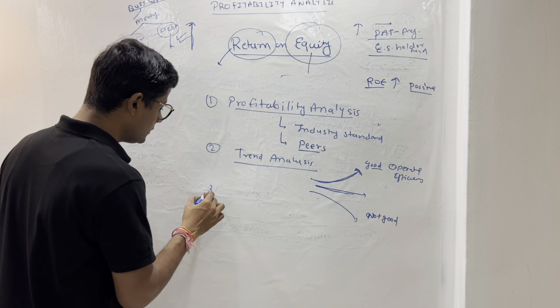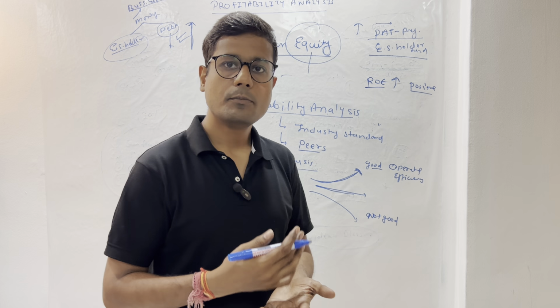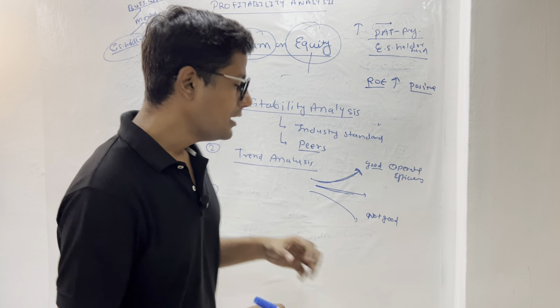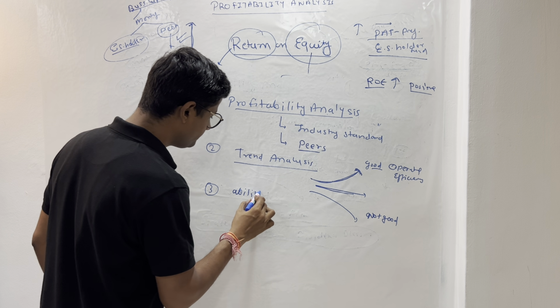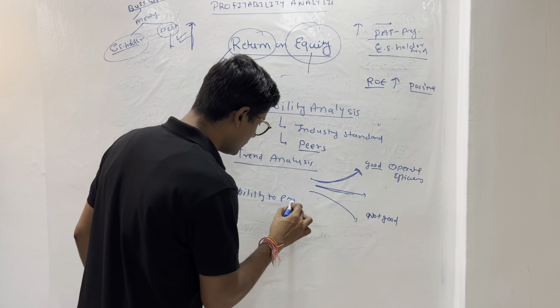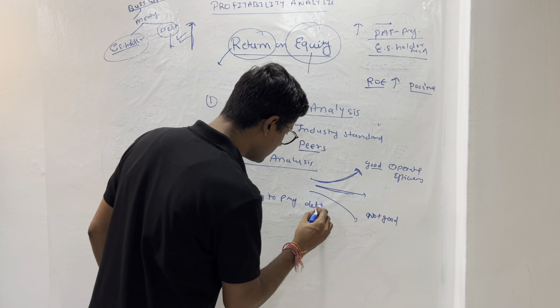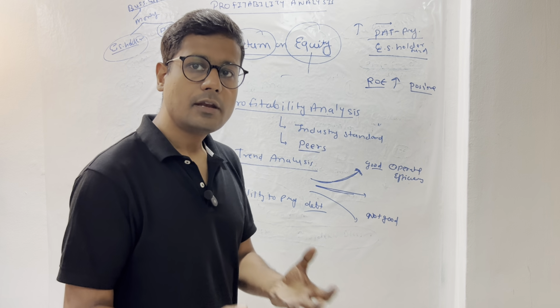Third, basically if the company is earning good profit and the company's ROE is good, then we can say that the company is in good shape, and it would have the good ability to pay debt. So this formula is also used to understand the company's profitability and whether the company would be able to pay debt or not.